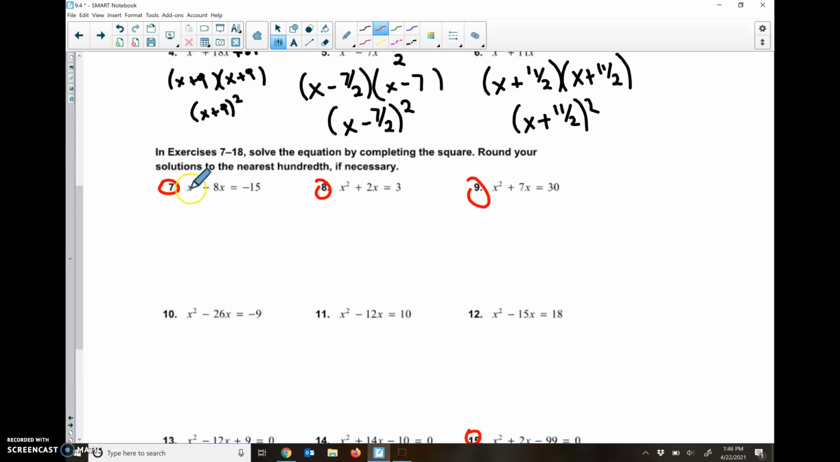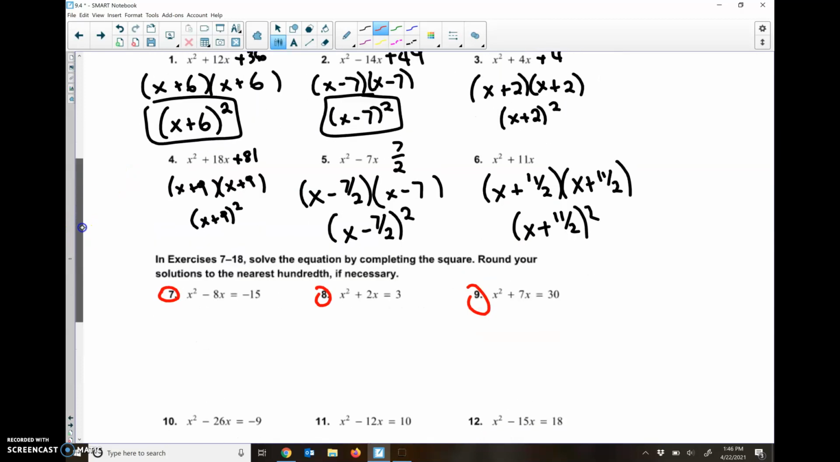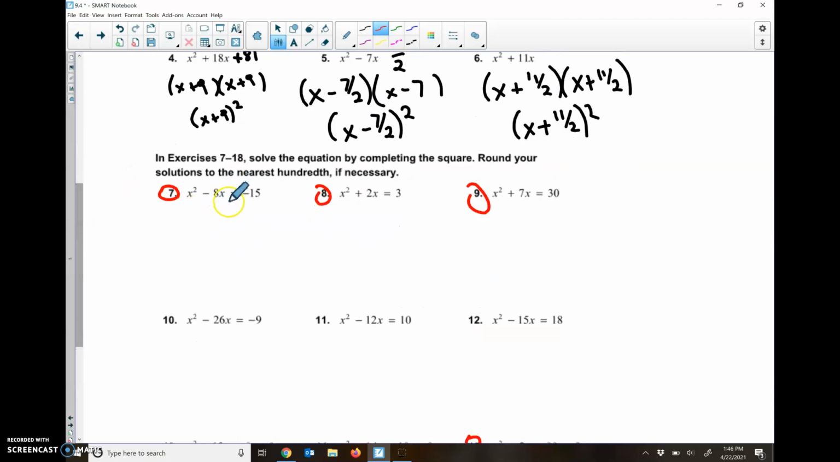So it's kind of the same thing. We need to write this x squared minus 8x like how it's written up here. Really, 8 divided by 2 is 4, so there should be a 16 over there. So x squared minus 8x plus 16 equals negative 15. The way we're going to rewrite that is how I wrote it up there: x minus 4 squared.